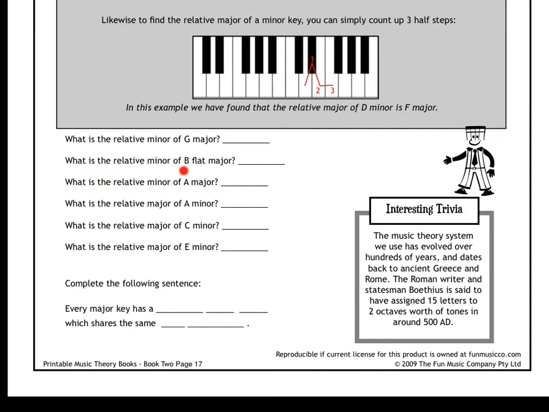What's the relative minor of B flat major? Well, you're going to start on the note B flat, count down 3 half steps, 1, 2, and 3. That's the name of our minor scale, which is related to B flat major. I want you to carry on with these questions on your own. Well, let's answer the bottom question right now, real quick.